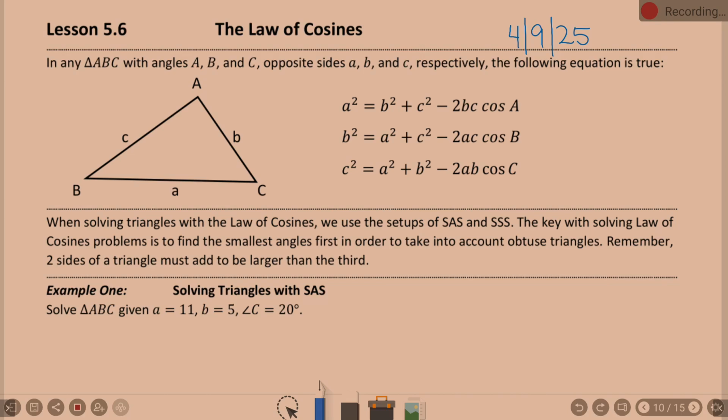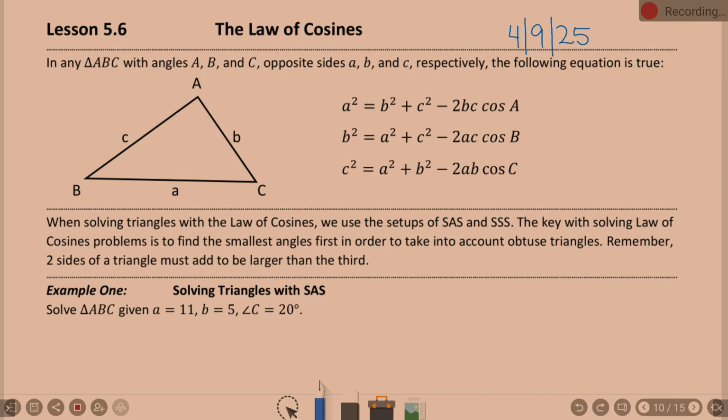Now, law of cosines reads the same at the beginning as law of sines. In any triangle ABC with angles A, B, and C, opposite sides a, b, and c respectively, the following equation is true. Same triangular setup. Notice we have 3 different variations of law of cosines. They're all 3, it just depends on what is given. They all have the same general setup, and they all use all 3 sides.